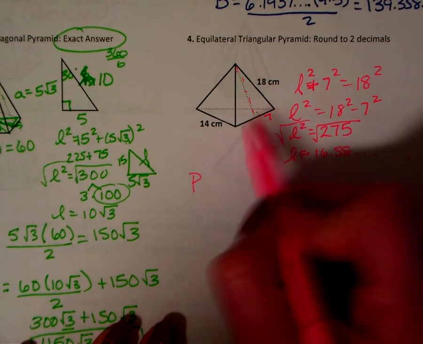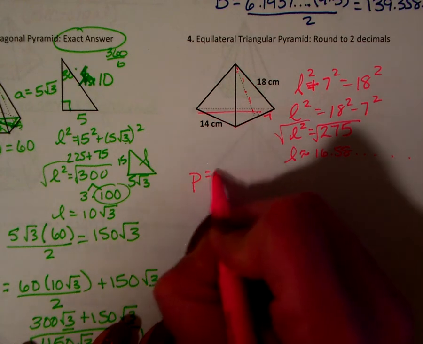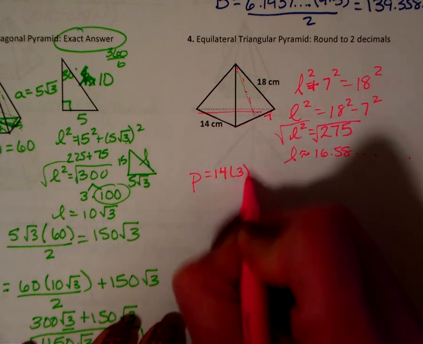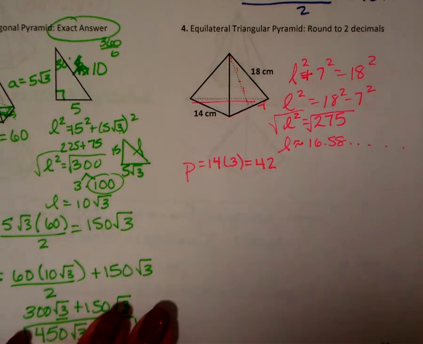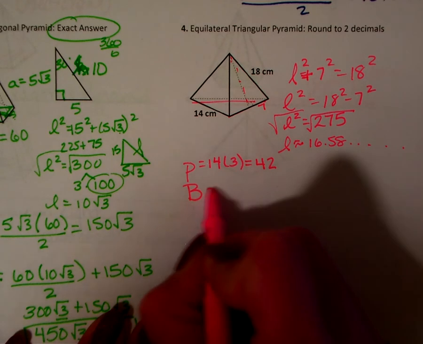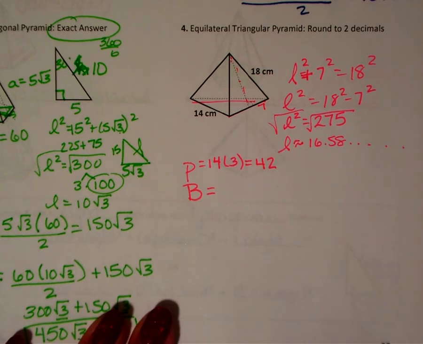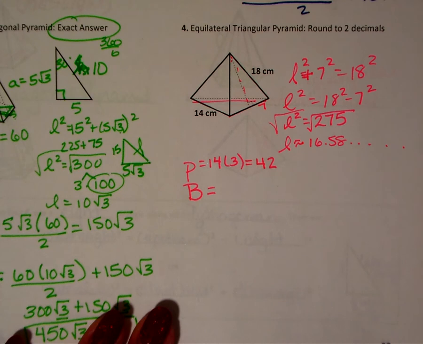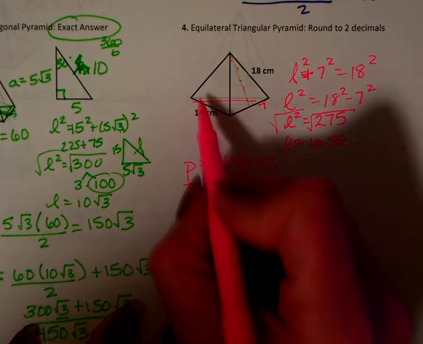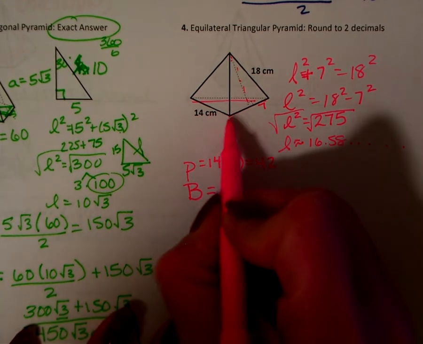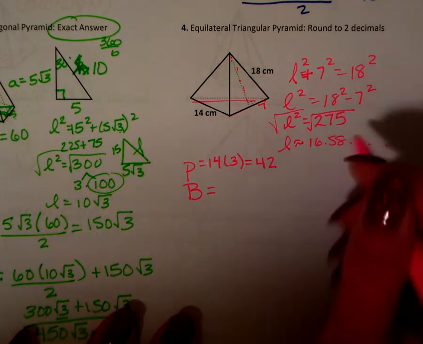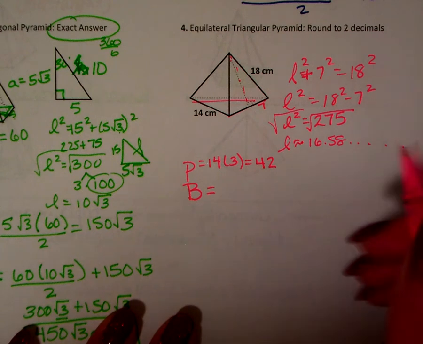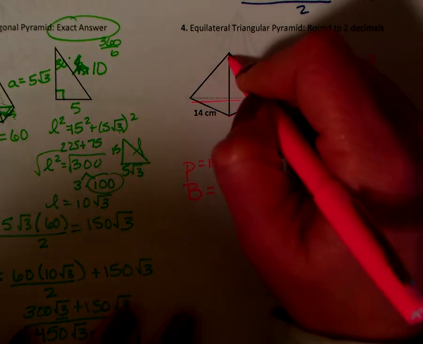Okay, so I can find my perimeter because it's equilateral. I take 14 times 3, right? All three sides are the same. So that's 42. And I need the area of the base. So I need to get a triangle here.